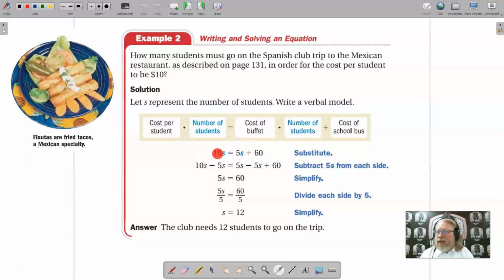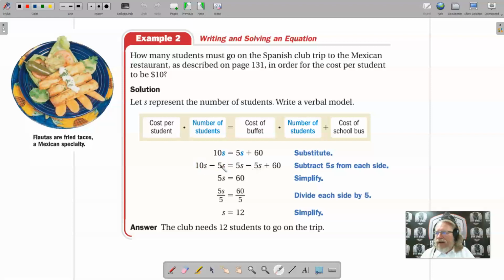So it's $10 per student is what they want to pay. And on the right side is what it costs, $5 for each student at the buffet and $60 for the bus. So with that said, it looks like we're going to subtract 5s from each side. We've added a negative 5s here and negative 5s here.